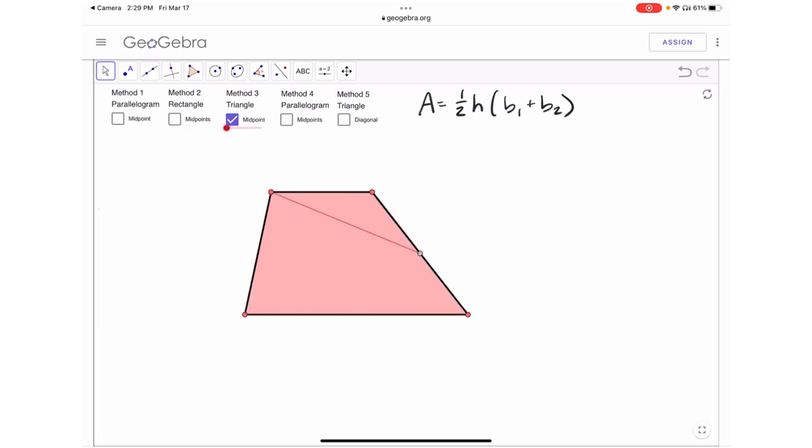Here's the third one, just one midpoint. We're going to go from the opposite vertex of just one base, create that little triangle, and flip that guy around to make a triangle. Here's how that area formula works.